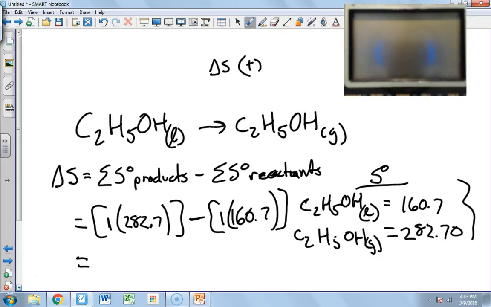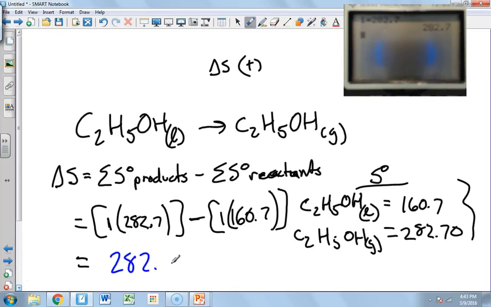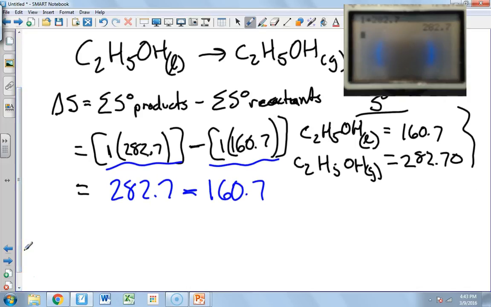So I'm going to bring up my calculator and do this. I know it's going to look weird, but I'm going to go 1 times 282.7. You don't have to do the 1 times that, but that's fine. And so there's our products. I'm doing everything to the nth degree here because I got killed when I was in college doing this. Now minus 1 times 160.7. So what's 282.7 minus 160.7? That's going to be 122.